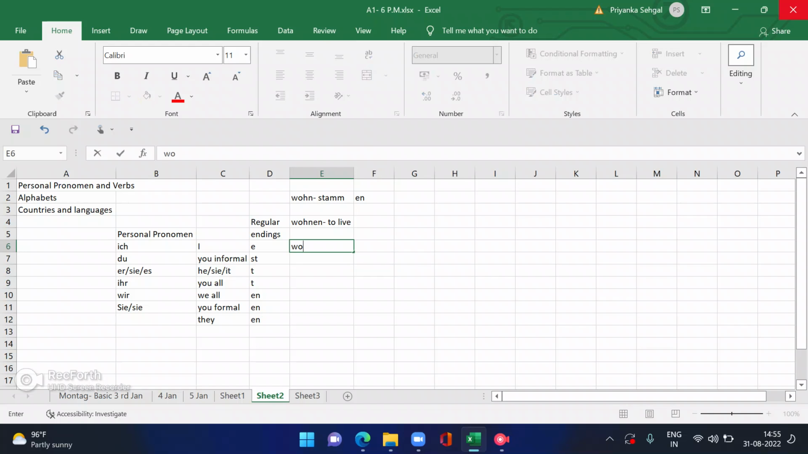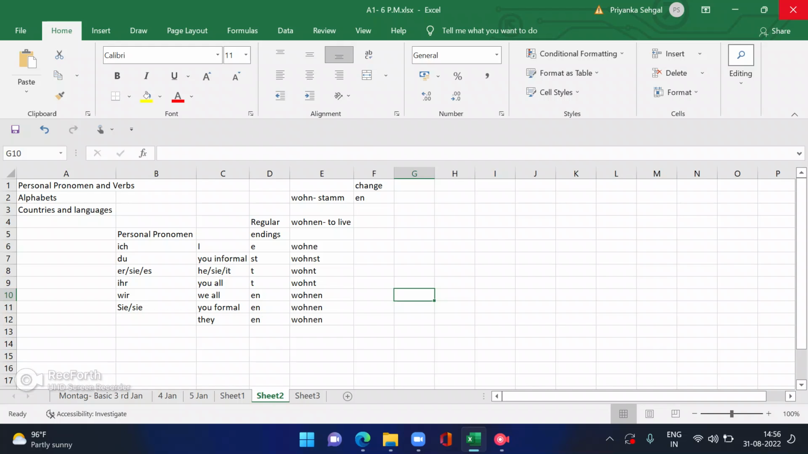How? I will tell you. For example, ich. Here, wohn will remain the same, but with ich, instead of en, what are we going to write? Ich is there, so we are going to write e. Then in du, wohnst. Er, sie, es: what is the ending? T. So wohn is the same, then it will be t here. Wohnt. Then ihr, wohnt. Wohn, then en. Here also wohnen. This is how we conjugate the regular verbs.